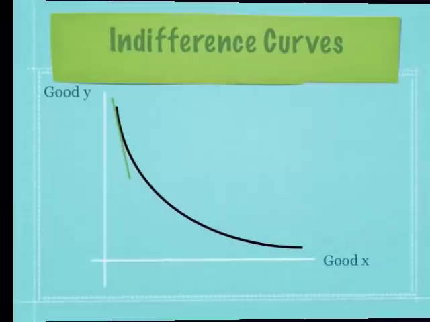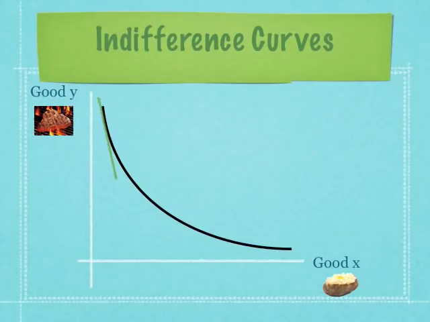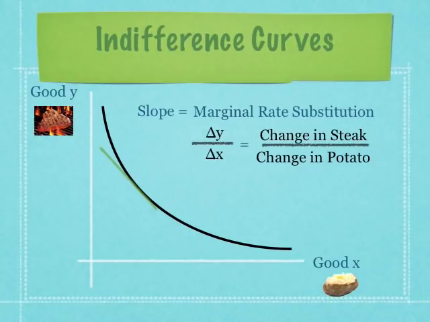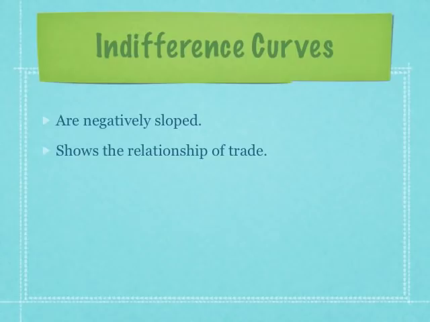So again, on good Y we have steak, on good X is potato, and we look at slopes of lines. And that's what measures the trade. Slope we call the marginal rate of substitution. It's the change in product Y divided by the change in product X, which is the slope of the line. In this case, it's the change in quantity consumed of steak divided by the change in quantity consumed of potato. Indifference curves are negatively sloped, so is your trade relationship between two goods, in this case X and Y, steak and potatoes.